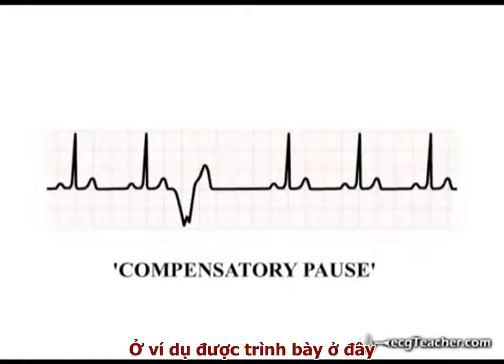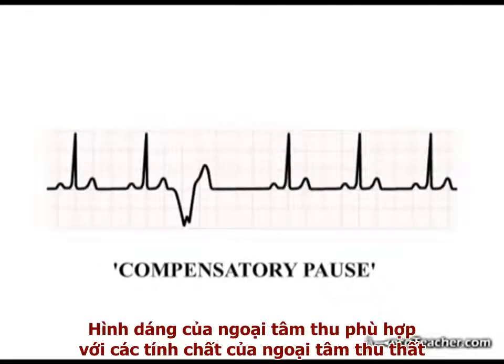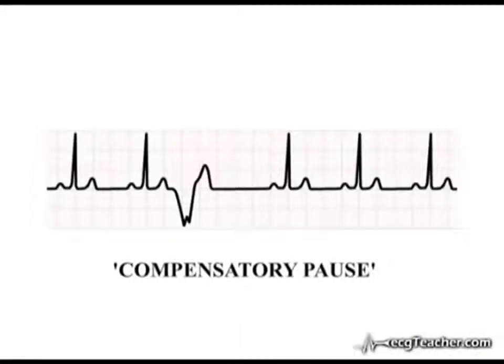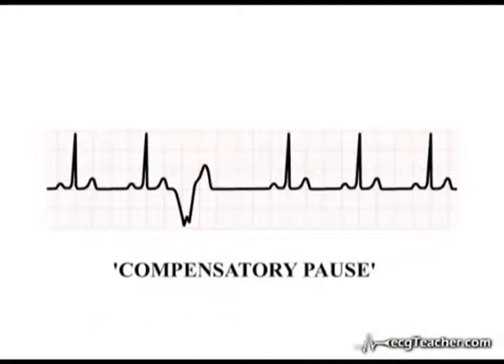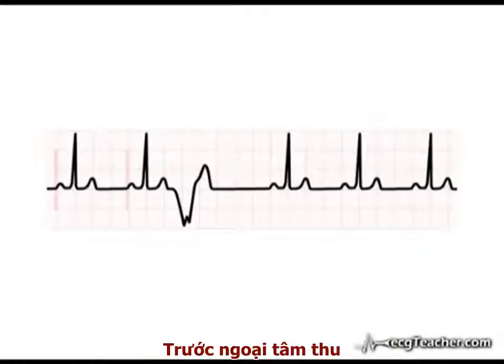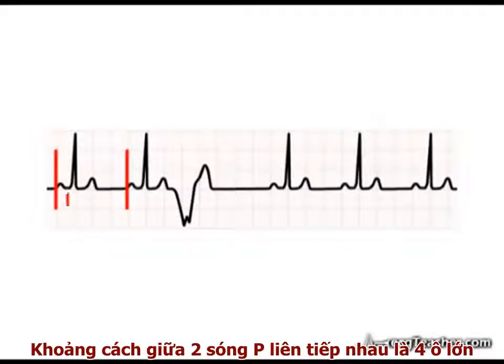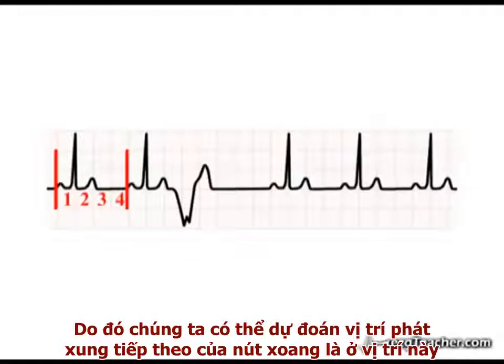In the example shown here, the morphology of the premature ectopic is consistent with an origin in the ventricles. We would predict that it will have had no effect on the sinus node. Before the ectopic, there were approximately 4 large squares between P waves. We would therefore expect the next sinus discharge to occur at this point.